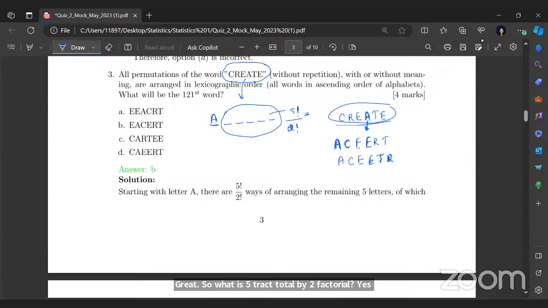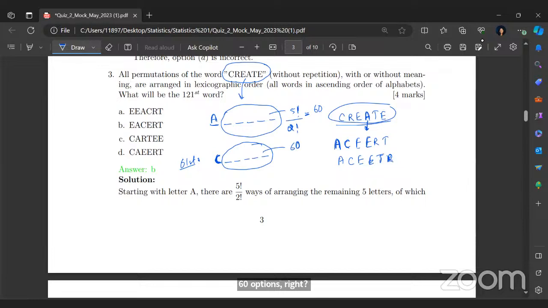How much is it? Oh, 60. So when you start with the 61st word, it will start with C. Again you have 5 positions, and again we have 60 options. So till 120 we are done.